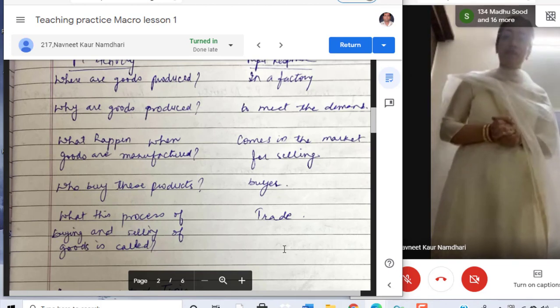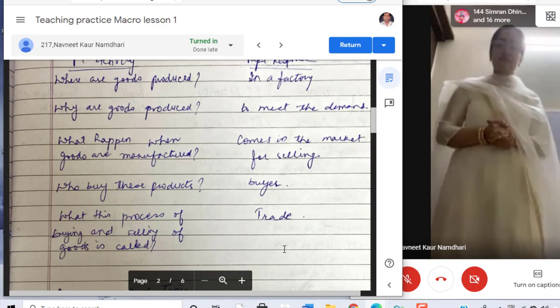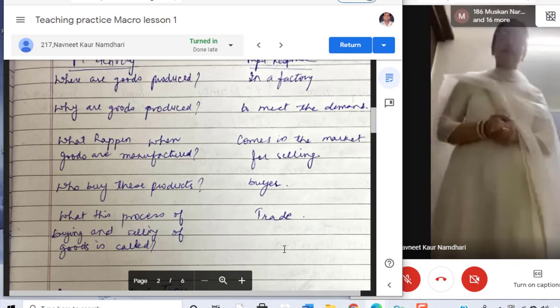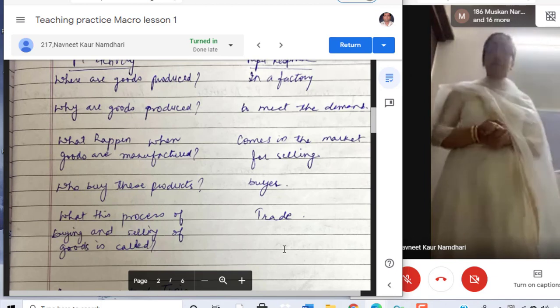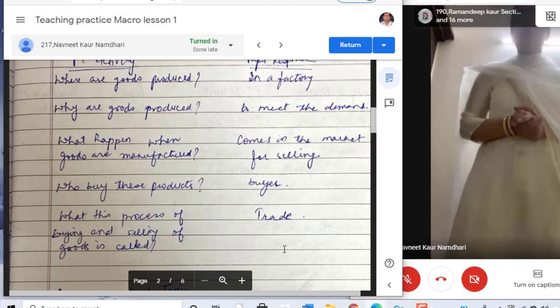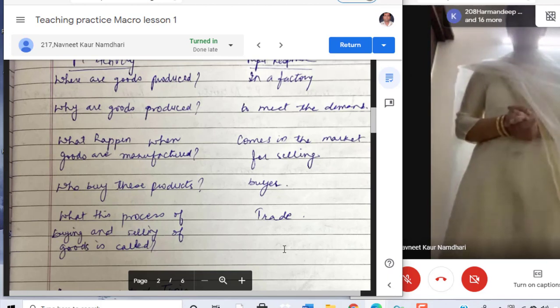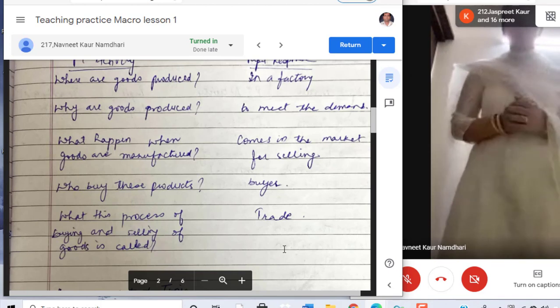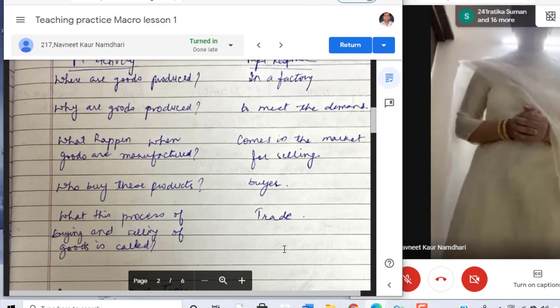Yes, tell me, beta. They may be transported or warehoused. Yeah, or it comes into the market, right? Because goods are ready for sale now. Okay, very good, beta. Who buys these products? Customers. Yes, we buyers buy the products. Okay, tell me, what is this process of buying and selling of goods called? Trade, business. Very good, Madhu.